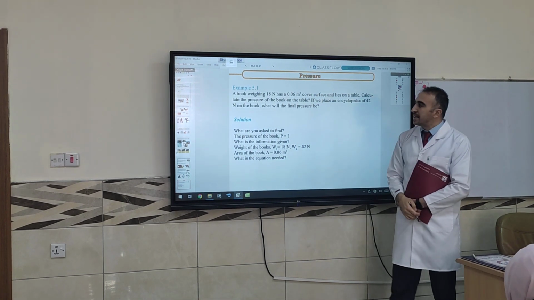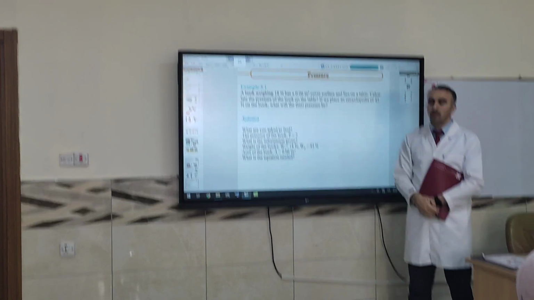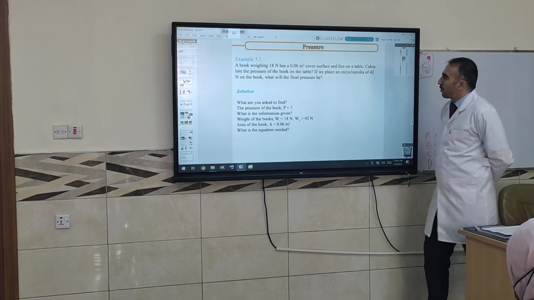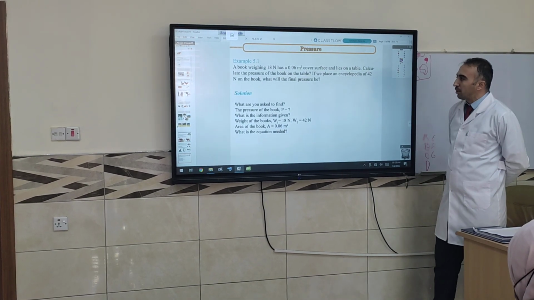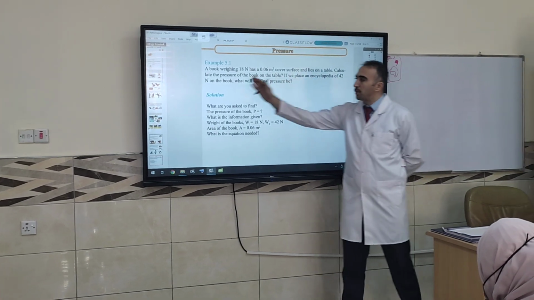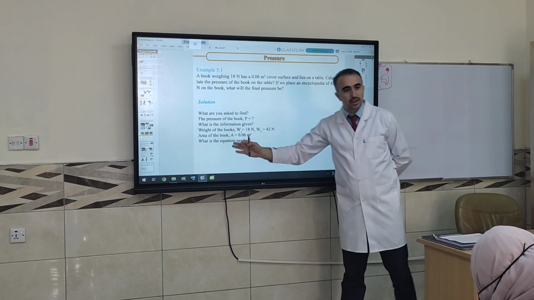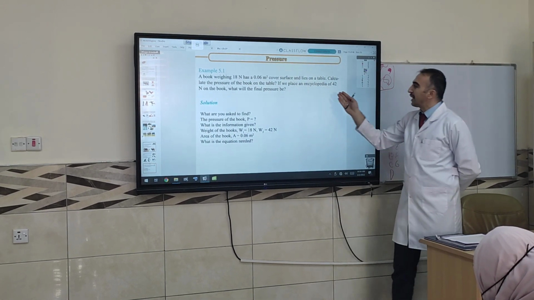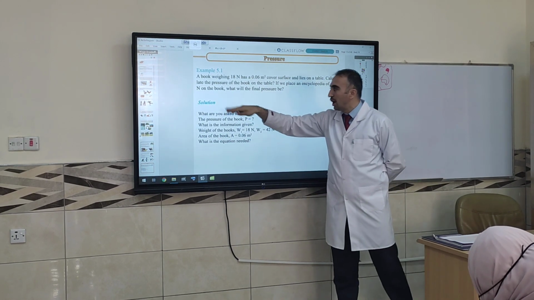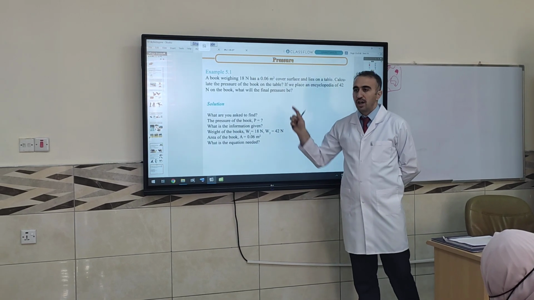The example says a book weighing 18 Newton has a 0.06 meters square cover surface and lies on the table. Calculate the pressure of the book on the table. This is the first part of the question. Firstly, we need to answer this question. The second part: if we place an object of 42 Newton on the book, what will the final pressure be? This is the second part.